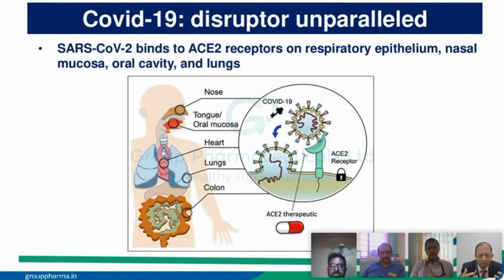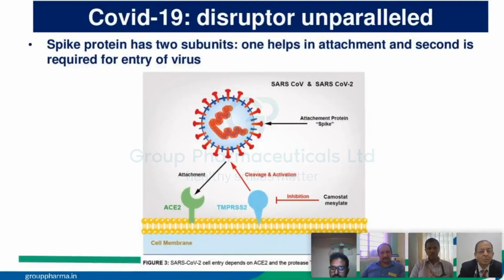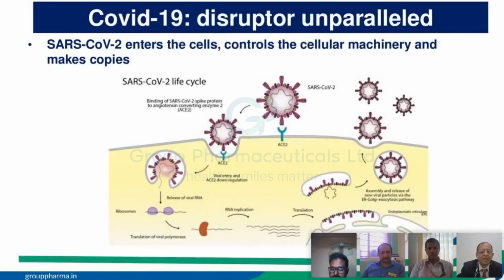And this SARS-CoV-2, once you inhale it, or it gets into your eyes, or into your mouth, oral cavity, there are ACE2 receptors on the outer surface of the cells. So this is in the respiratory epithelium, nasal mucosa, oral cavity, and lungs. The virus latches onto that ACE2 receptor because of the spike protein, which has two subunits. One helps in the attachment, and the second is required for the entry. So basically, this virus will assimilate into the cell surface itself, the cell membrane, and gets into it.